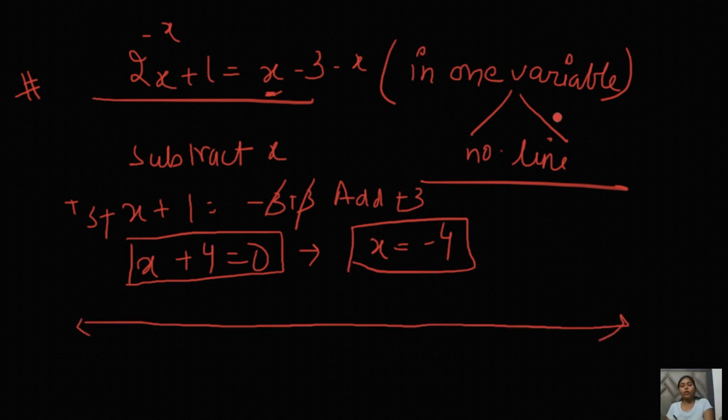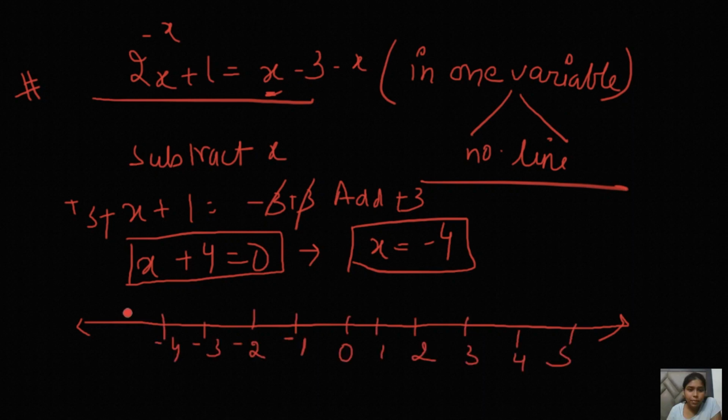In this case, if it is given that you have to plot this on the number line, you just have to draw a number line. This is 0, 1, 2, 3, 4, 5. This is minus 1, minus 2, minus 3, minus 4, minus 5, right? Take another pen, of course. This is x equals minus 4. So this point represents x equals minus 4, or we can say x plus 4 equals 0.